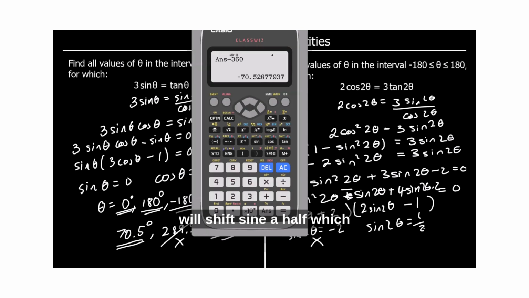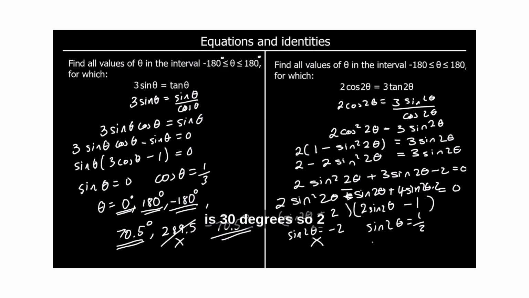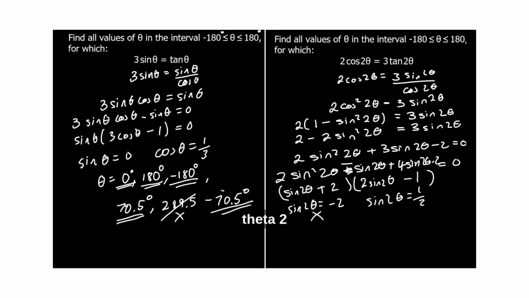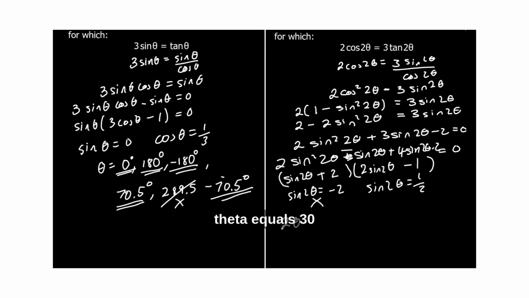So we'll shift sine a half, which is 30 degrees. So 2 theta equals 30, or 180 minus the first answer, 150.